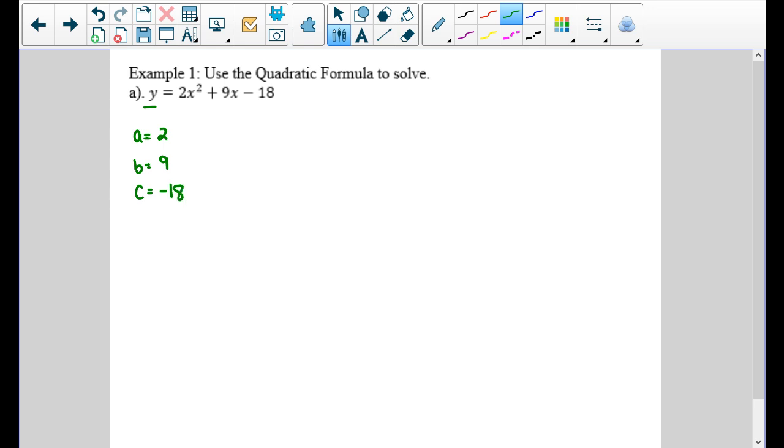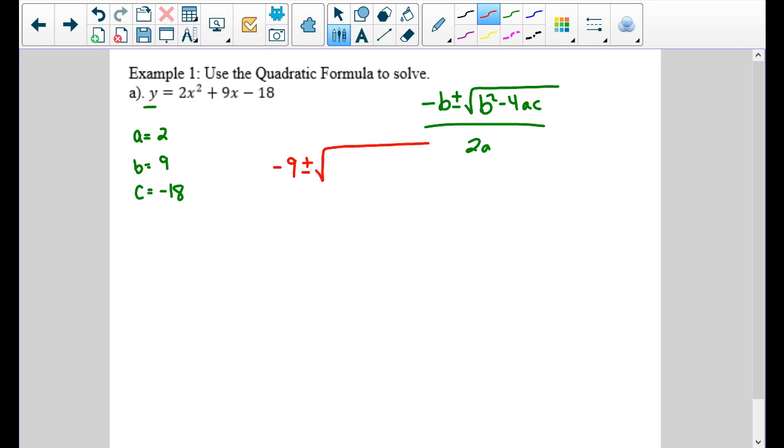So, quadratic formula. Opposite of b, plus minus square root b squared minus 4ac all over 2 times a. So plugging in our numbers. Opposite of b. So now I have negative 9 plus minus square root b squared, 9 squared minus 4 times a, 2 times c, negative 18, all over 2 times a, 2.